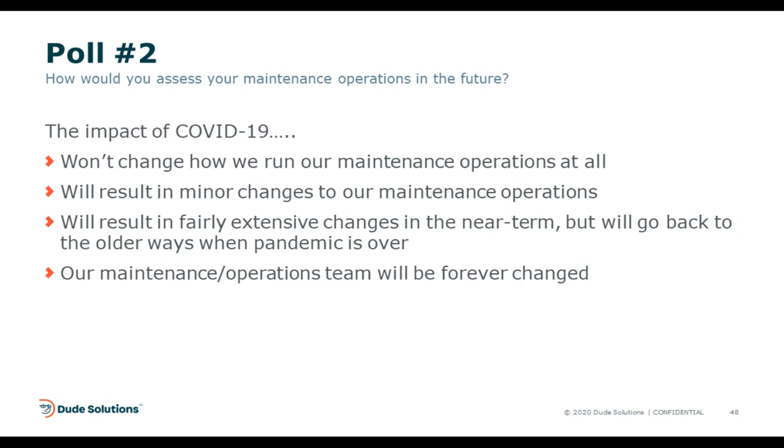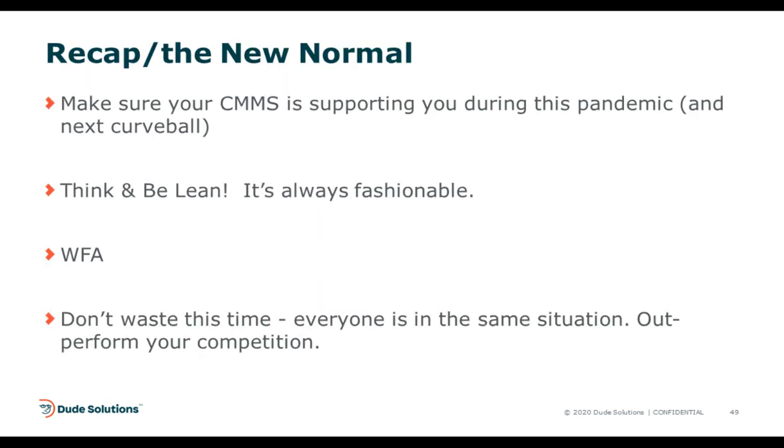But the balance, which is the range of changes in the near term, kind of go back to normal, is about a quarter of you, and then our operations are changed forever is a quarter of you. So more than half of us are going to have fairly large changes forever. What we're learning in this pandemic and how we're being forced to work is going to be with us for a while. Okay, awesome. So thank you, everybody, for taking some time to answer that.